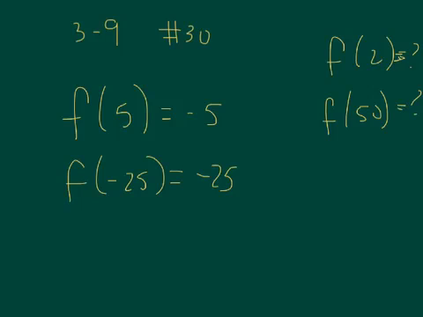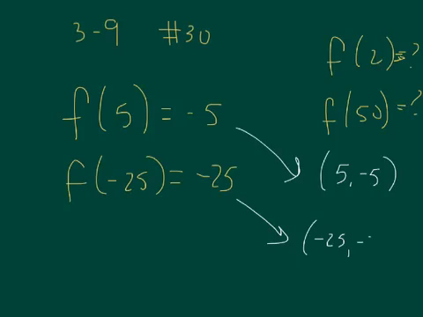You're given two scenarios. But what are those scenarios? Tell me, you've got to go one at a time. What does this really mean? Oh, it just means 2 points. It's like 5 and negative 5. Good. And this is negative 25, negative 25. Yeah. Then what do you got?